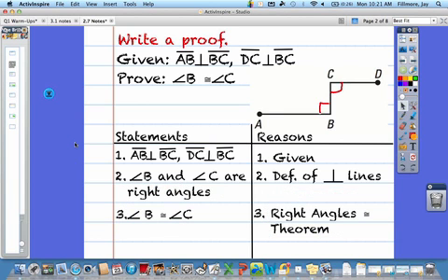So that's our proof, proving that angle B is congruent to angle C. Feel free to rewind and go back through it. And again, we already covered this in class, so if you have questions on it, please ask me in class as well.